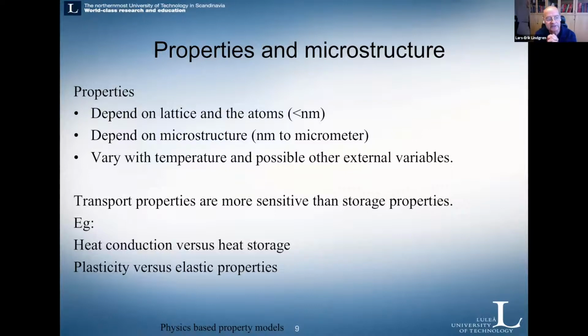So properties and models of properties depend on the different scales and vary with the temperature in this case. And one should be aware that transport properties are more sensitive to the microstructure features than storage. So, for example, heat conduction is more affected by chemical composition than heat storage, heat capacity. Plasticity is more sensitive than the elastic modulus. So they are more or less demanding if you want to have a model that connects more to the physics.